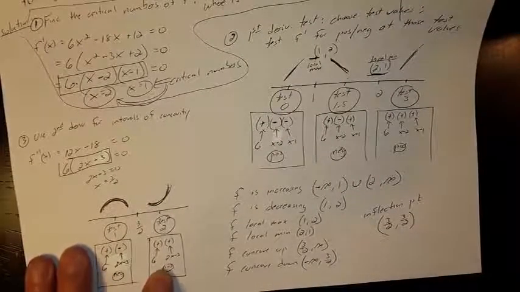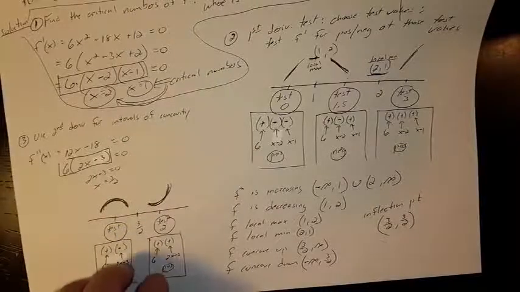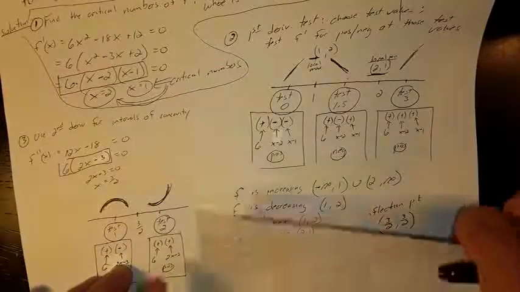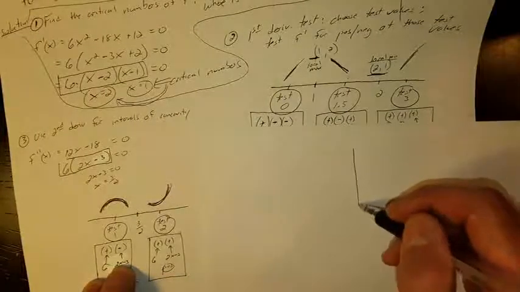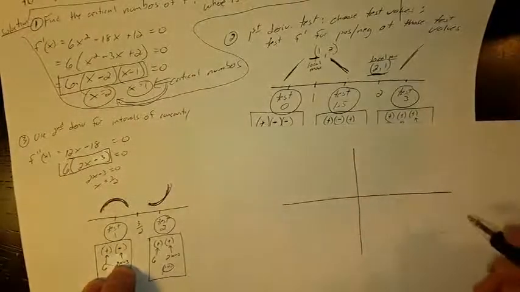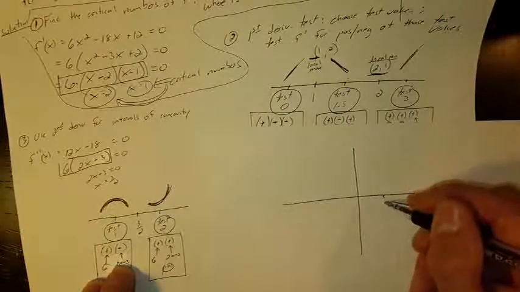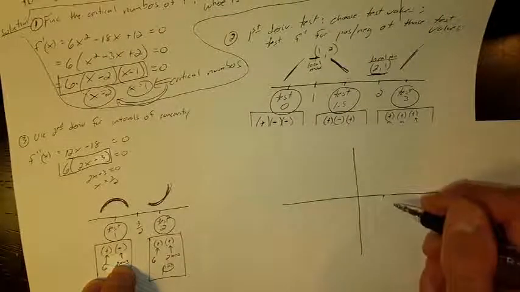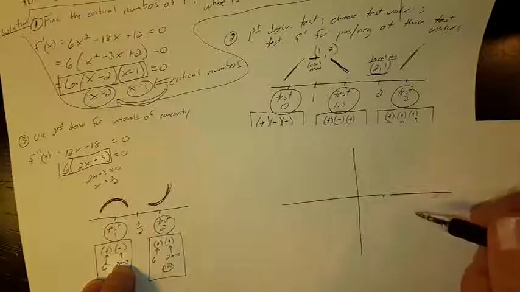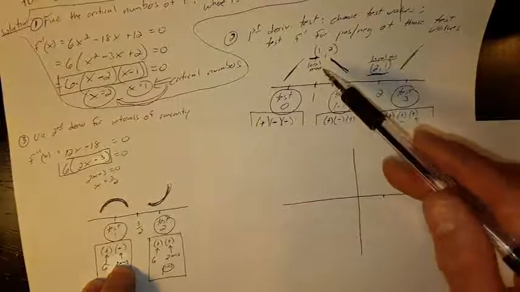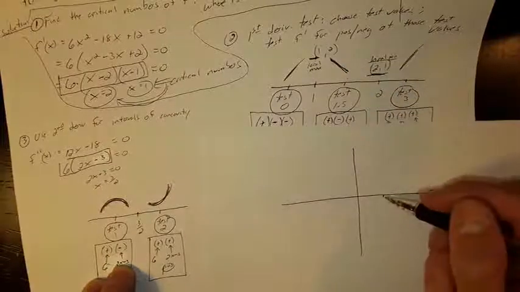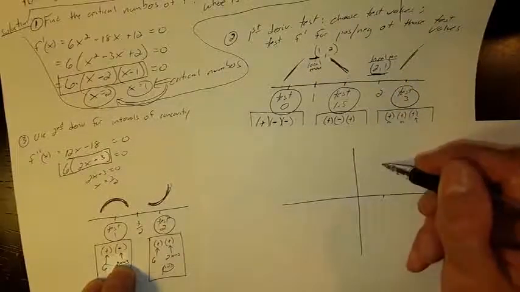And you need all this information that we've done. Now let's see, this has been a long video. Let's see if we can get this sketch down and get moving. Here's a y-axis. Here's an x-axis. Here is 3/2. See how the local max is at 1, 2? Let's put 1, 2 right up here.